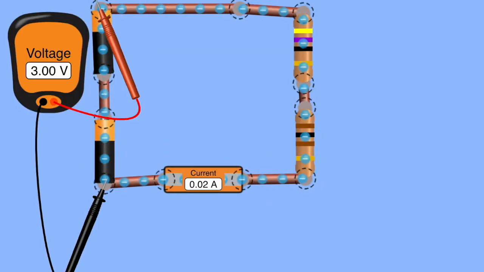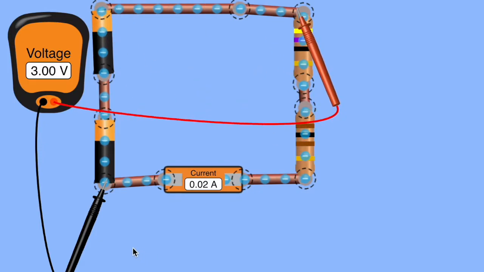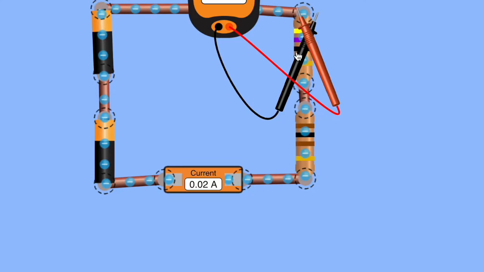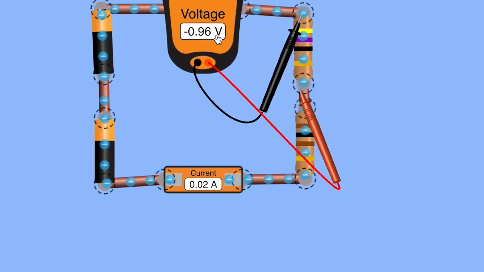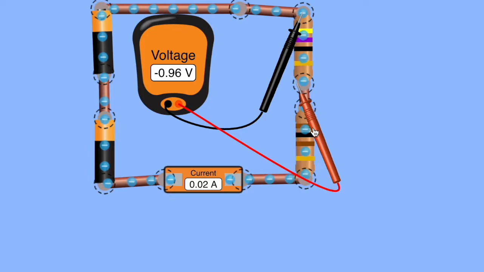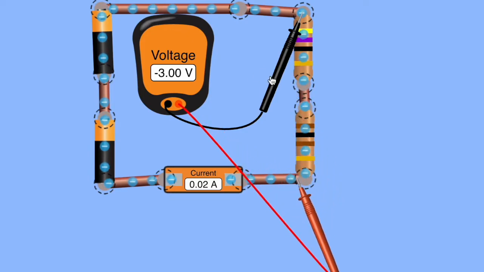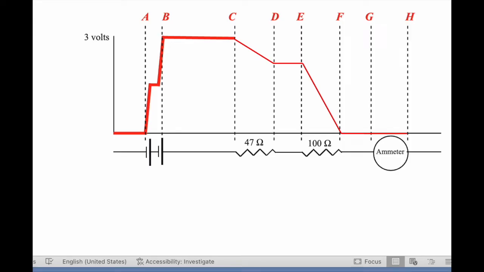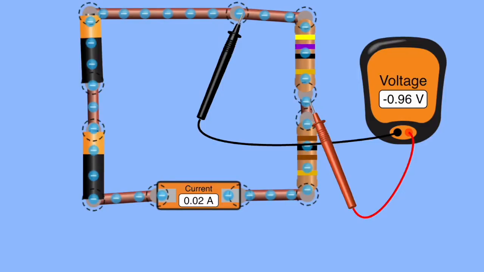If we complete the circuit again and measure potential difference at different points along the circuit, we see that this first section is measured at 3 volts. The section along the wire is at 0, as will be this section down here. And as we measure each section with the resistors, we find one to be negative 0.96 volts and one to be negative 2.04 volts. When we graph these potential differences according to their corresponding segments, we see that in total they add up to 0.